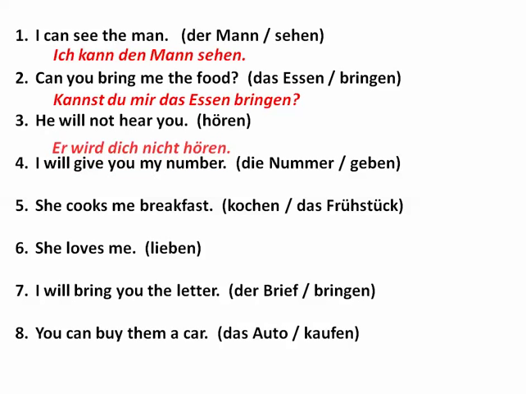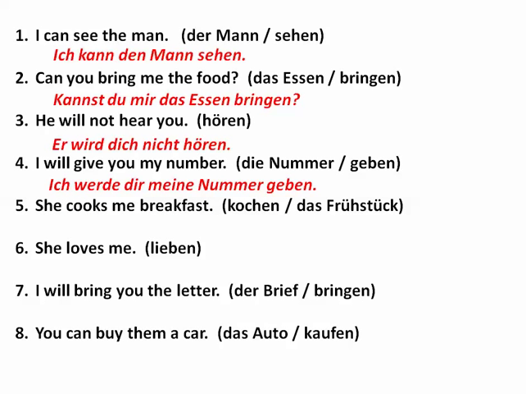Nummer 3, er wird dich nicht hören. He will not hear you. You is the direct object here, so it's accusative, so therefore dich. I will give you my number. Ich werde dir, oder if you want to be polite, Ihnen meine Nummer geben. So what you're giving is number, so that's the accusative. And then you're giving it to you, so the indirect object, dative, dir.